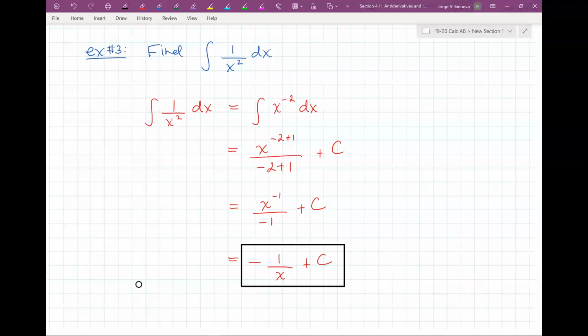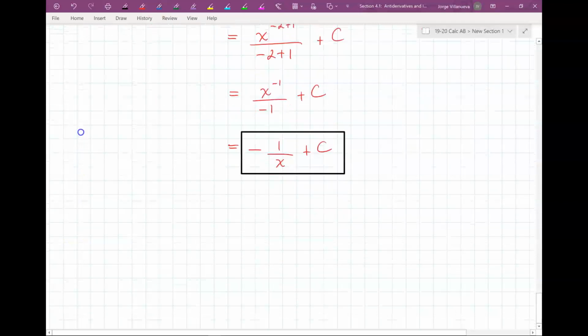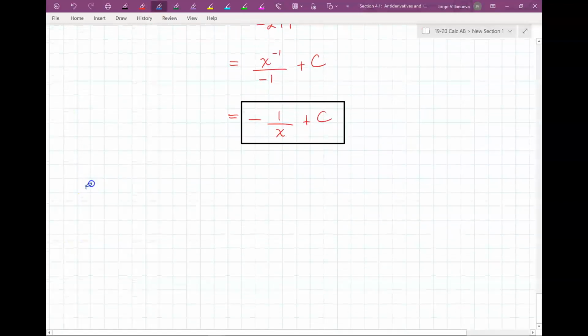Let's just do one more. Like I said, just to kind of get your feet wet here. Example number 4. So we're going to find the integral of the cubed root of x squared dx.